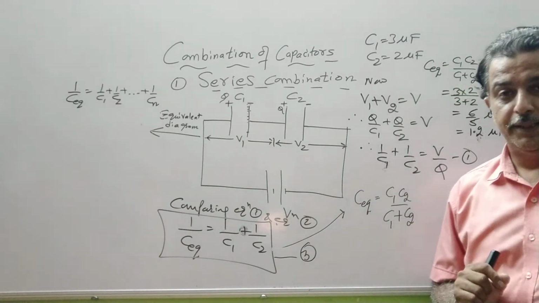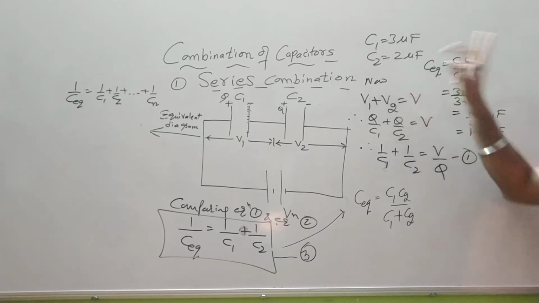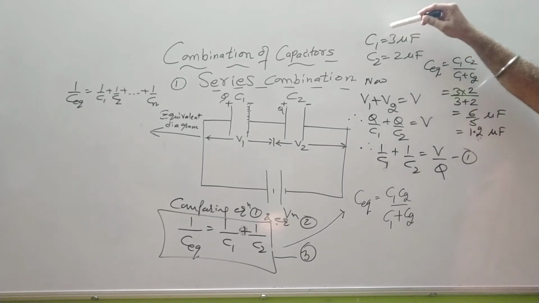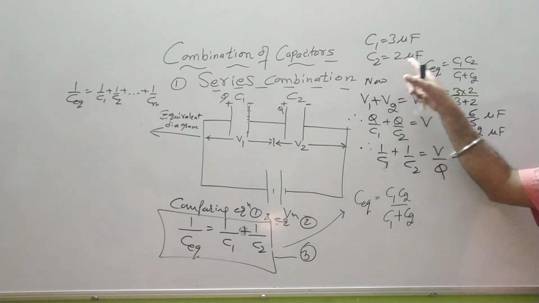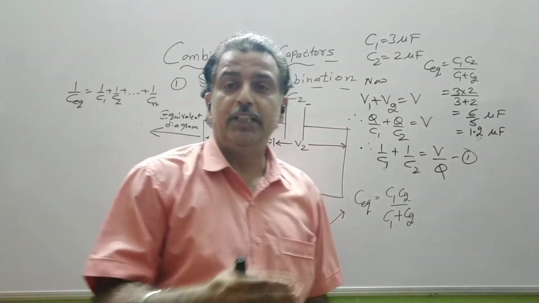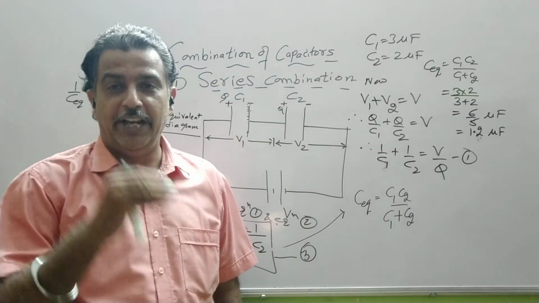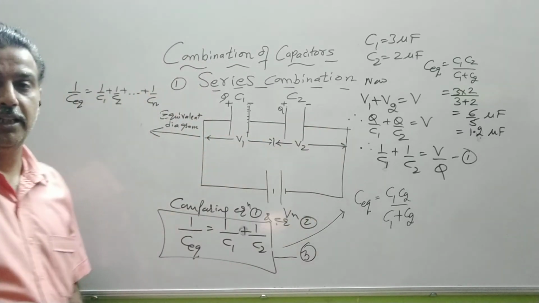Also you have to remember, in the series combination, whatever answer you get for the equivalent capacitance, its value would be less than the least value of capacitance. So we have only two capacitors, 3 and 2. The least value in these two capacitors is 2, so your answer should be less than 2. So when there is a series combination, the equivalent capacitance value is less than the least value of capacitance in the series.